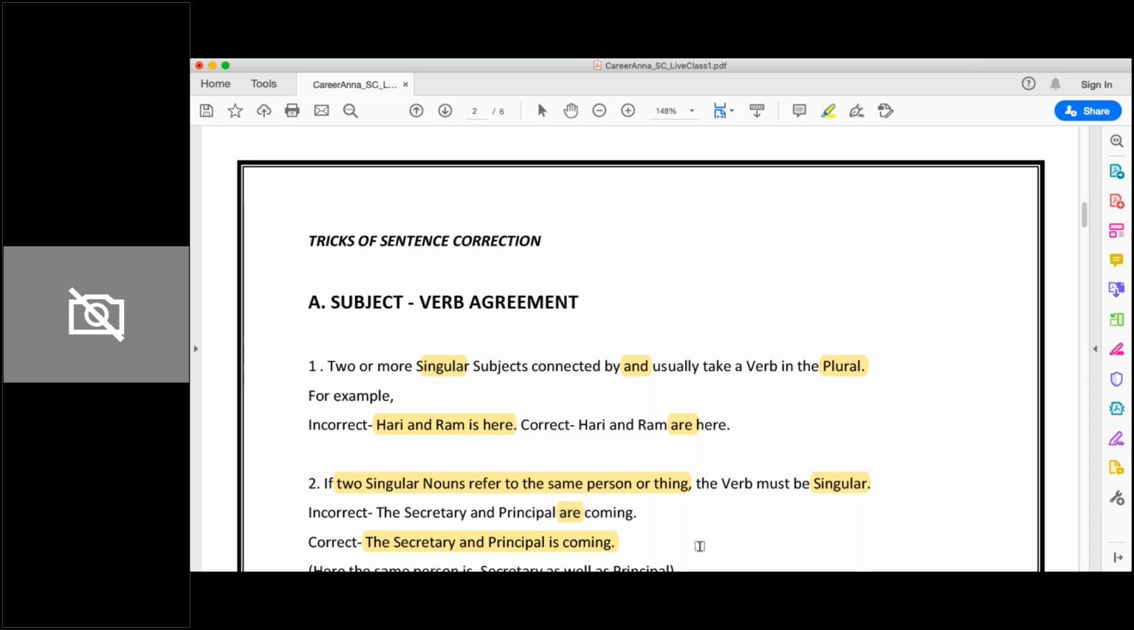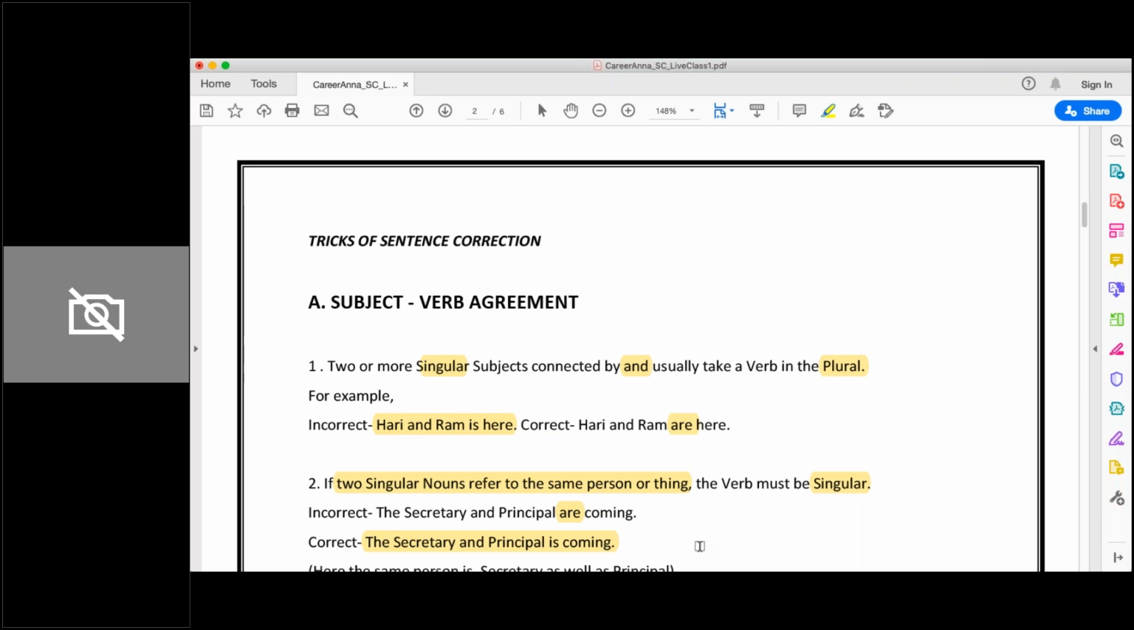Are you all able to understand the difference between point 1 and 2? Both the cases are about singular nouns. The only difference between rule 1 and rule 2 is, in rule 1, my subjects are different people. Hari and Ram are two different people.